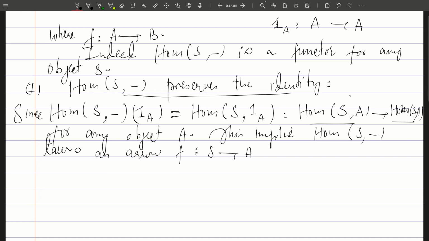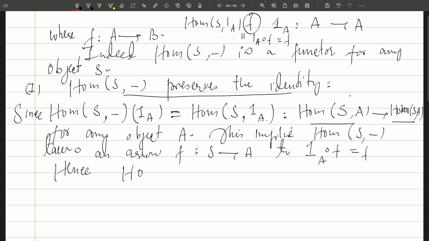So if we look at the arrow from S to A, it is carried to identity on A composite f, which is f. Because if we look at this set Hom(S, A), I mean this Hom(S, 1_A) of f, this is equal to 1_A of f, which is f. So it carries f to the object f.